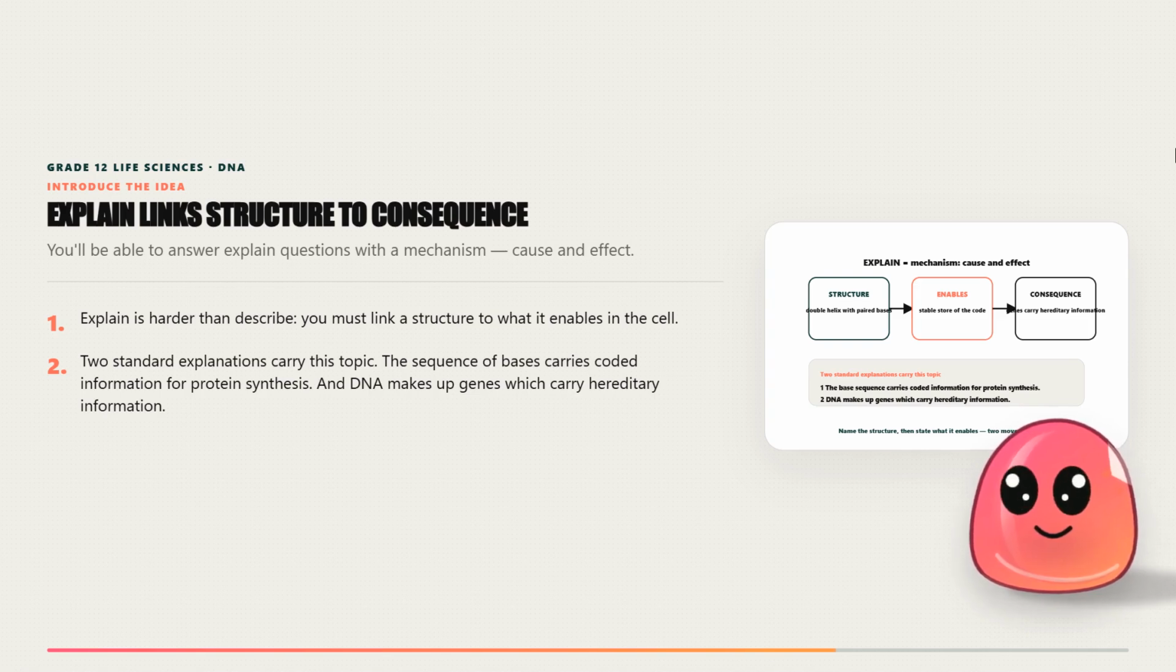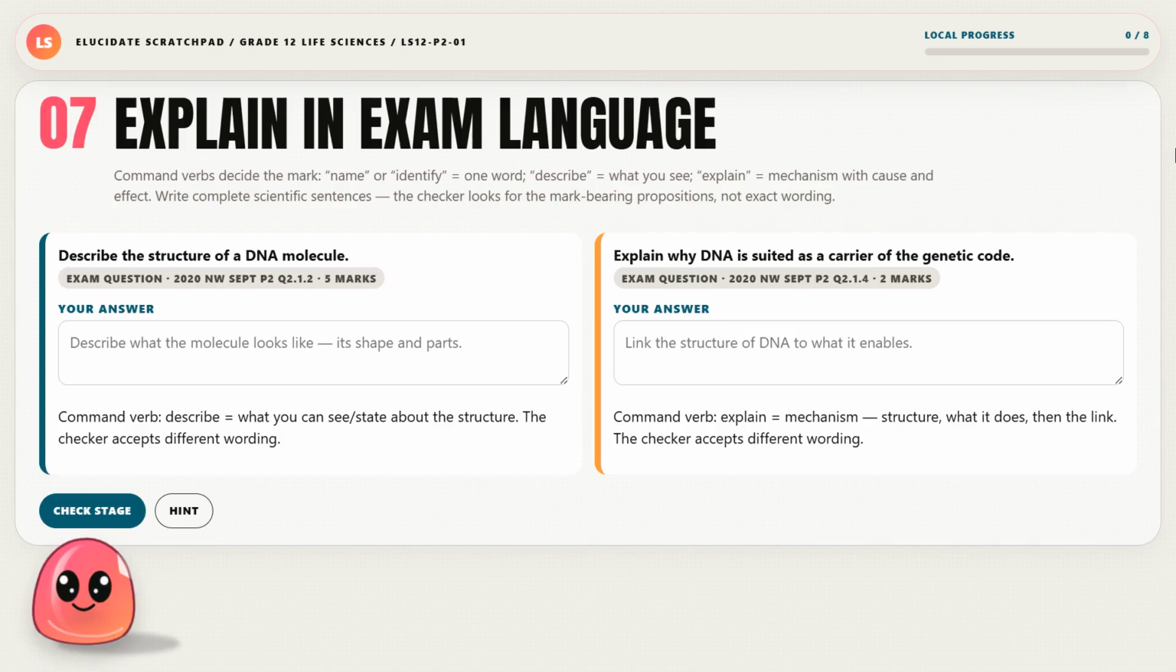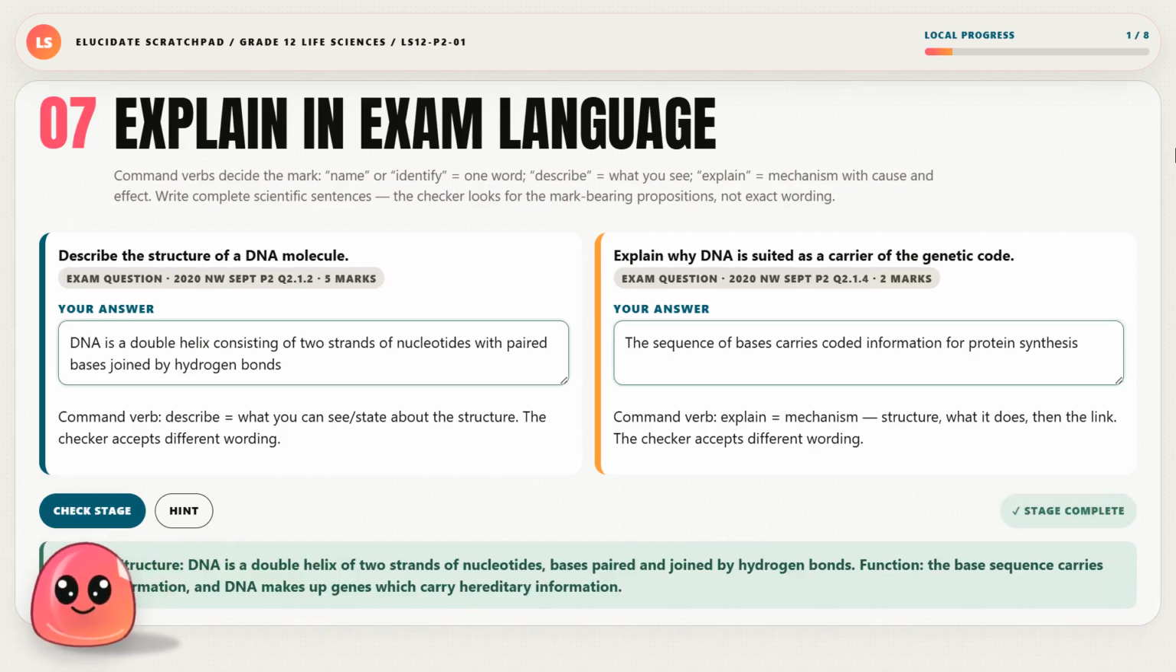Build the answer in 2 moves. Name the structure. Then state what it enables. A single word will not earn the mark; the marker wants the mechanism. The Scratchpad gives you 2 real exam questions to answer in full sentences. Describe the structure of a DNA molecule. And explain why DNA is suited as a carrier of the genetic code.